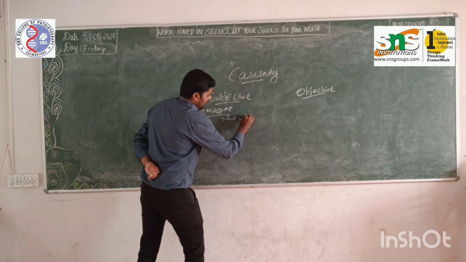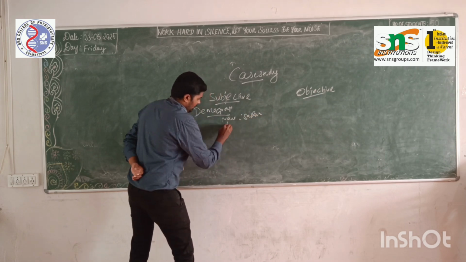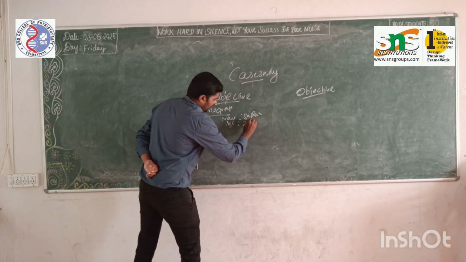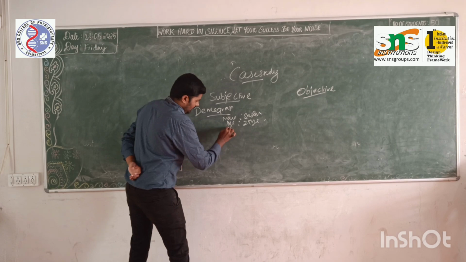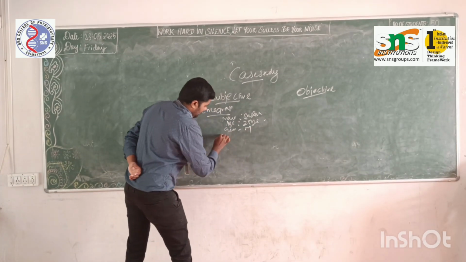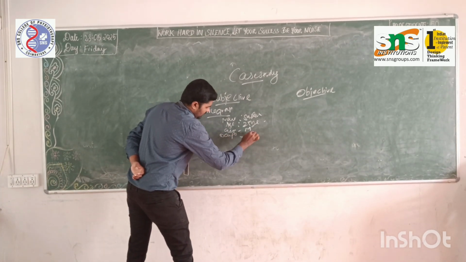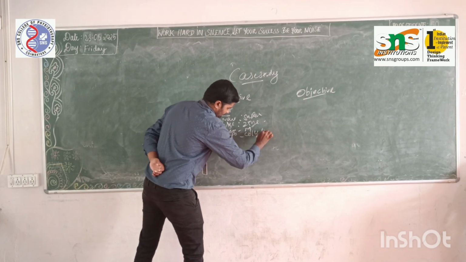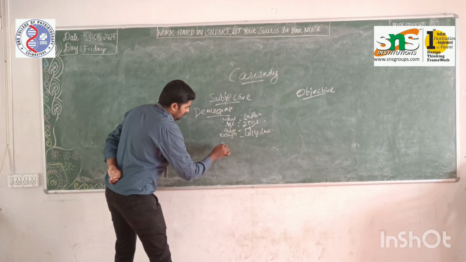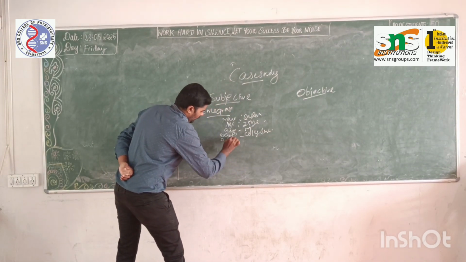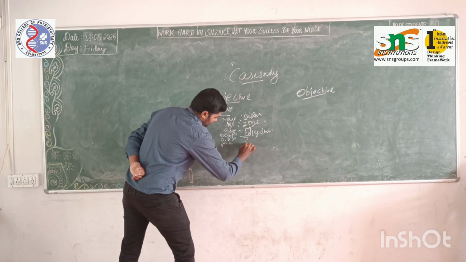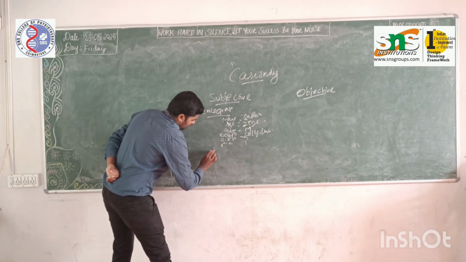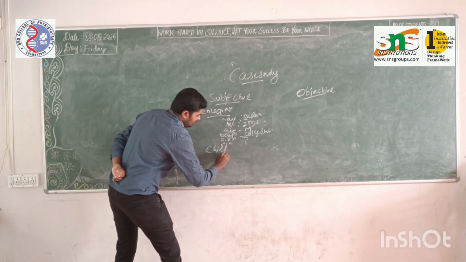Patient name is Sadish. Age 25 years. Gender male. Occupation college student. Then OP number, IP number. Then we'll see the chief complaints of this case.